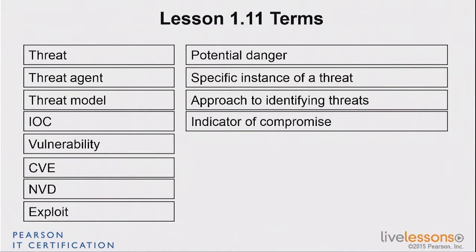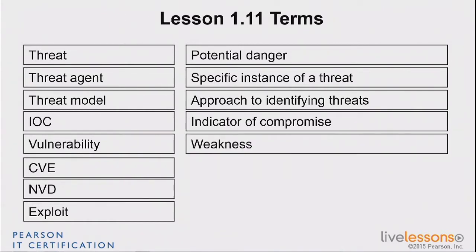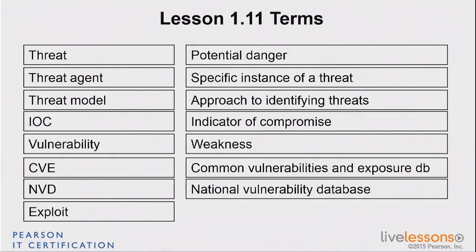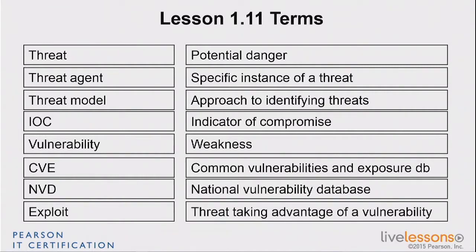An IOC is an indicator of compromise. So it's evidence that we can be looking for to tell us that a compromise has occurred or is about to occur. A vulnerability is a weakness. That could be a weakness in hardware or in software, weakness in a process, weakness in people, weakness in a facility. But a vulnerability is a weakness. CVE referred to the Common Vulnerabilities and Exposures database, where CVE entries each have identifiers and are specific to a publicly known vulnerability. The NVD was our National Vulnerability Database that is sponsored by NIST and the Department of Homeland Security. And an exploit is when a threat takes advantage of a vulnerability.